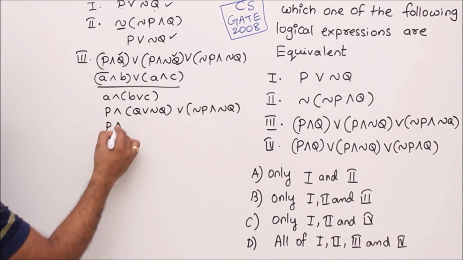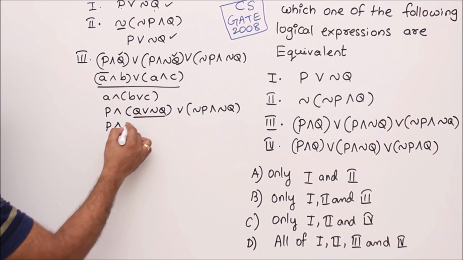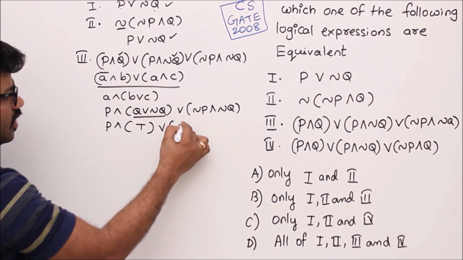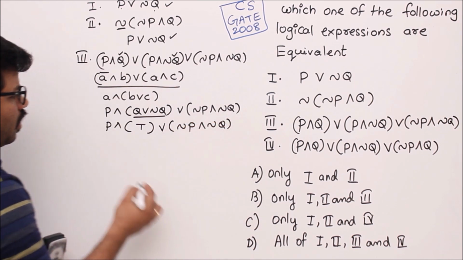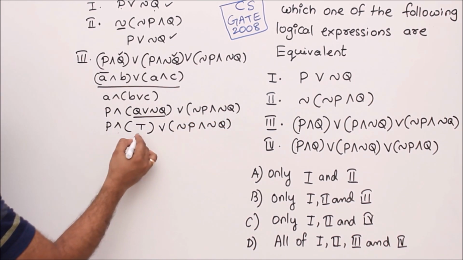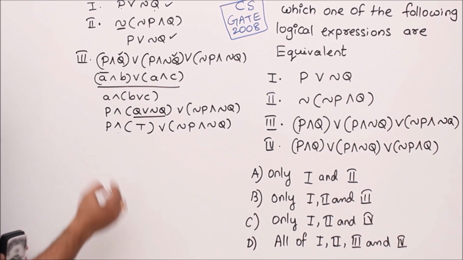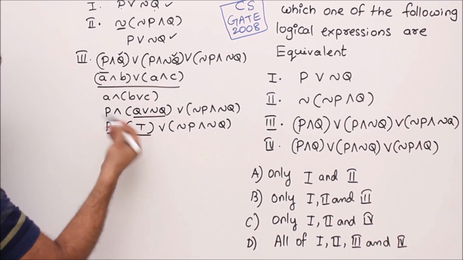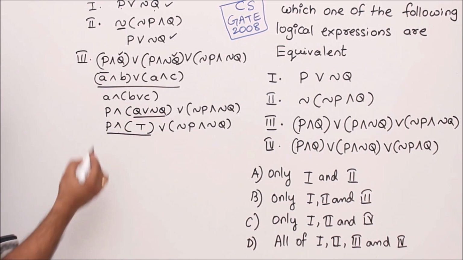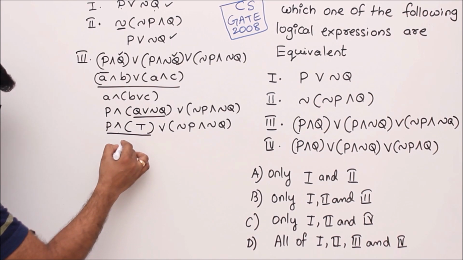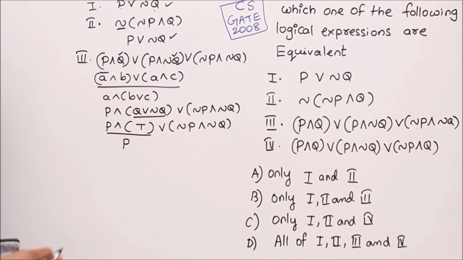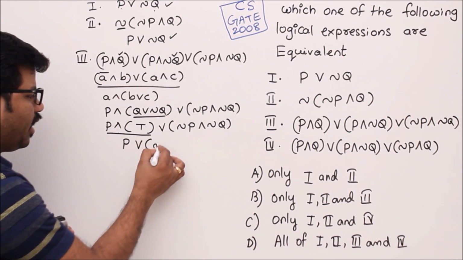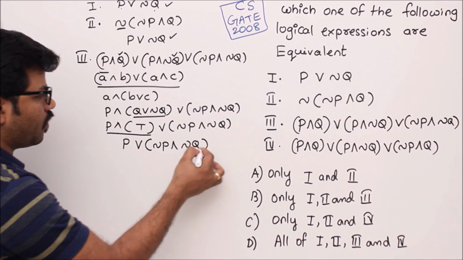Now let me simplify it. P and (q or negation q), and we know that q or negation q, according to the cancellation rule, is a tautology, true, right? Or r, negation p and negation q. Now p and true. Already I told you, whenever you have an AND operator, it has more priority. That's why we have to apply this one first. Then p and true is nothing but p, if you studied equivalence rules before this video. So p or (negation p and negation q).